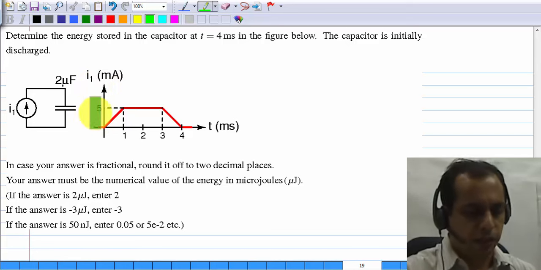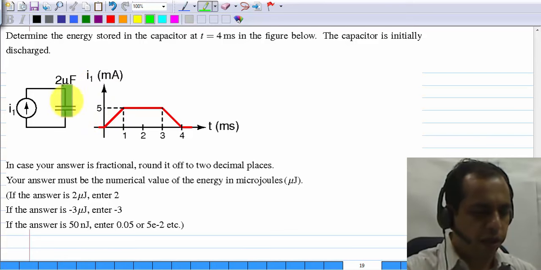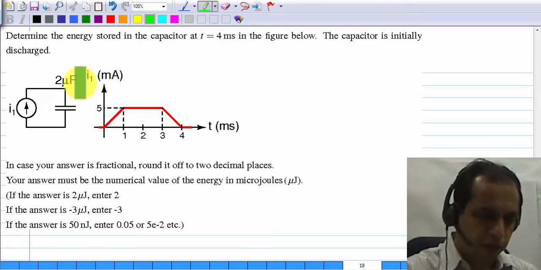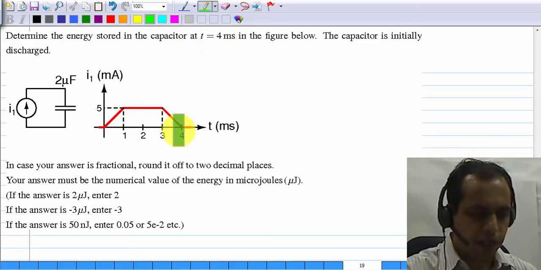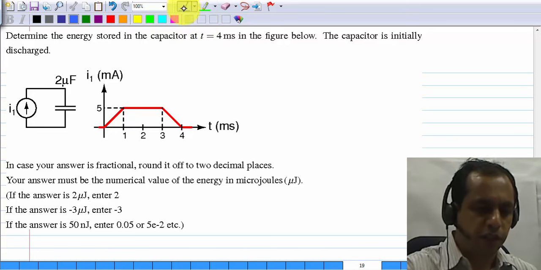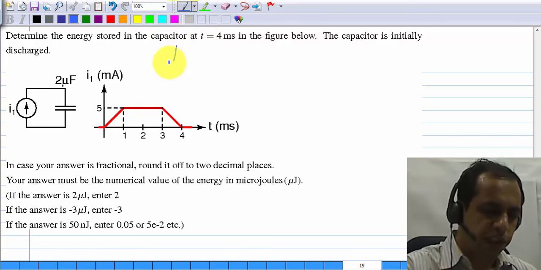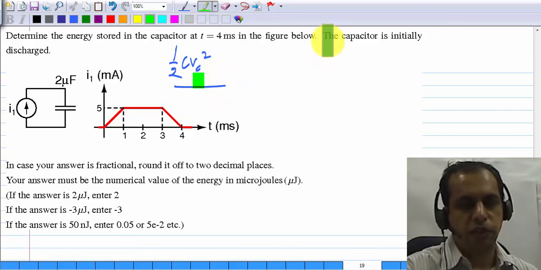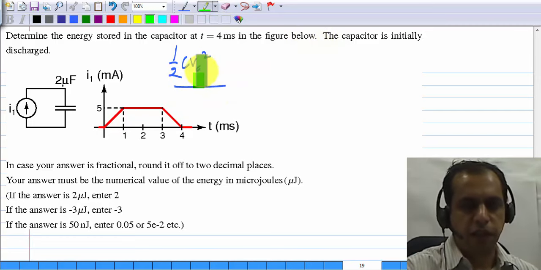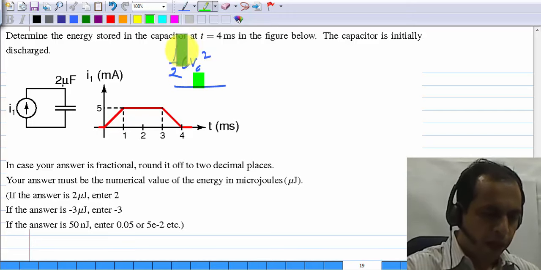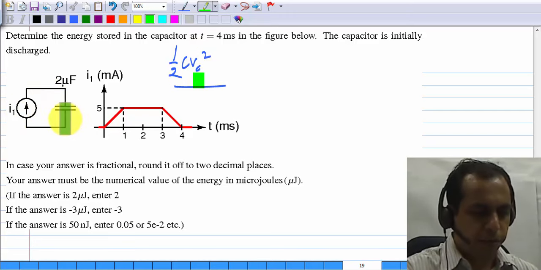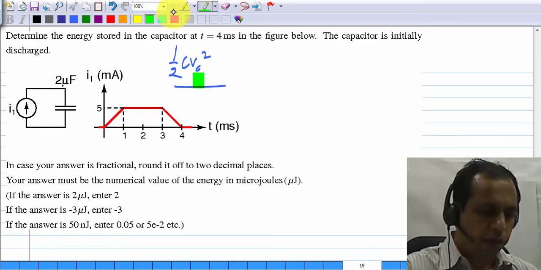In this case, there is a problem regarding the energy stored in a capacitor. The energy stored in the capacitor at T equals 4 milliseconds. Now energy stored in a capacitor when the voltage across it is Vc is half C Vc square. So if you know what the voltage across the capacitor is, you can find the energy. Now here a current source is charging a capacitor, and you calculate the voltage by the now familiar relationship.